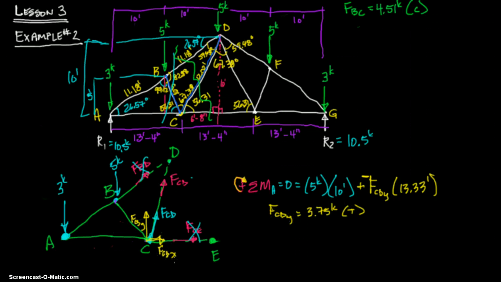As you can see, FCDX is right here. There's a couple ways to go about this. You could look at this triangle right here. Let me change colors. I've kind of used all my colors up here. Let's use light blue. You could look at it with this triangle right there, which I'm going to go ahead and do.